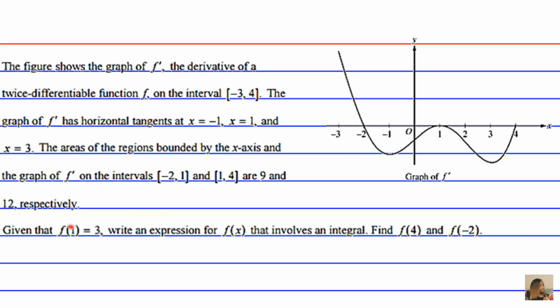Given that f, not f prime, f of 1 is equivalent to 3, write an expression for f of x that involves an integral, and then find f of 4 and f of -2, okay? So our task is threefold. Write an expression for f of x that involves the fact that f of 1 is 3 and an integral, then use this expression to find f of 4 and f of -2, okay? This is a little bit more involved and the calculus gets a little hairy on this one, but it's not that bad. So I'll give you a moment to think.